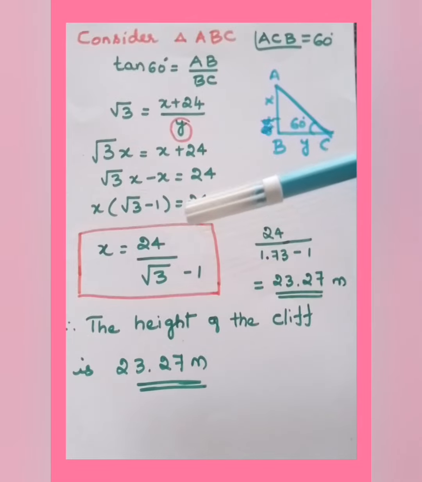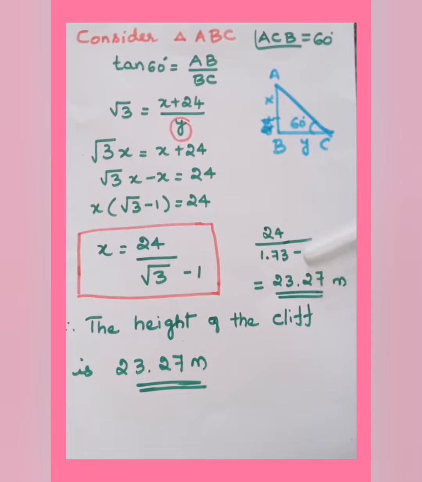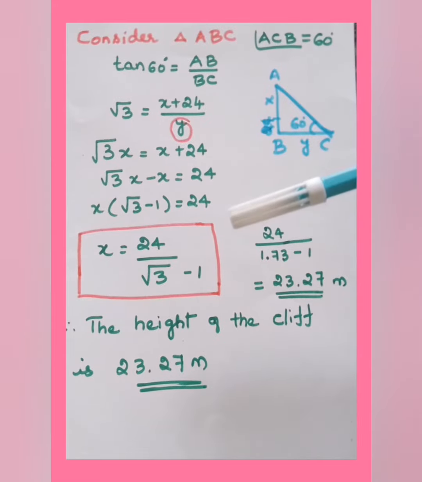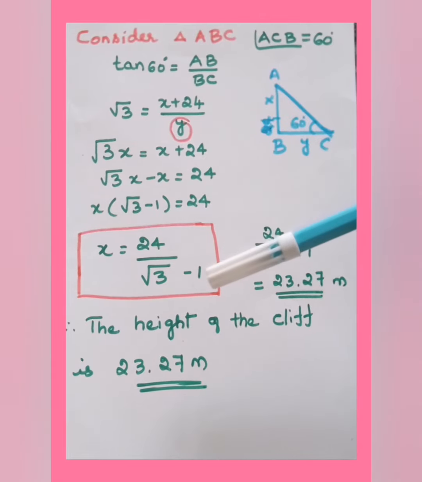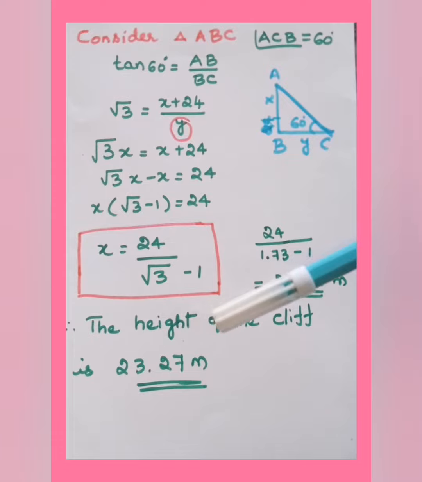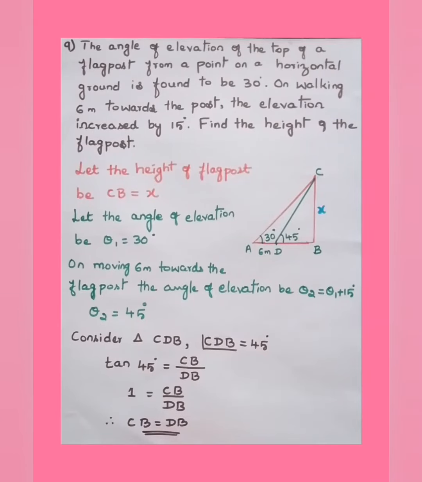You can keep the answer like this also if it is more difficult for you to calculate. I think they may give the marks. If not, you can simplify. It may take 1 minute extra. You can simplify and write this. Therefore, the height of the cliff is 23.27 meter. We shall move to another type of sum.